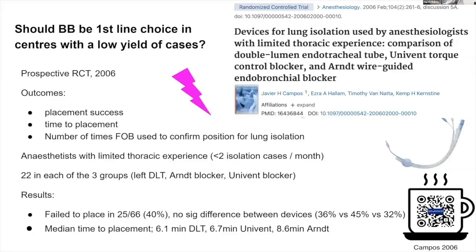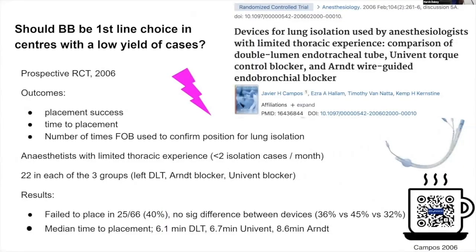So this is probably a pertinent question. This paper sought to answer whether general anaesthetists that do limited thoracics should be putting bronchial blockers in or should be putting double lumen tubes in first. They grouped 22 into one group of a left double lumen tube, a univent blocker or an ART blocker. Between the different groups of anaesthetists with limited experience, they found that the results were equal across the board. However, this is a very small study, but it does ask the pertinent question, and perhaps we'll go over to the airway panel to see whether you think this is a suitable question. Should we be putting bronchial blockers in if we have limited experience?